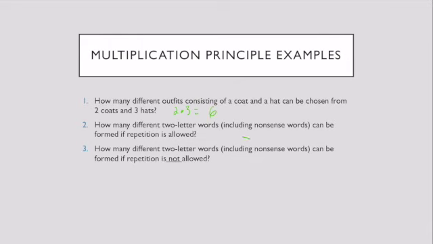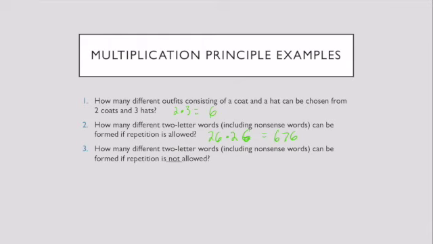How many 2-letter words, including nonsense words, can be formed if repetition is allowed? So I have how many choices for my first letter? There are 26 letters in the alphabet. And then for my second letter, I have another 26 choices. So I have 26 times 26, which is 676. So I have 676 possible words.